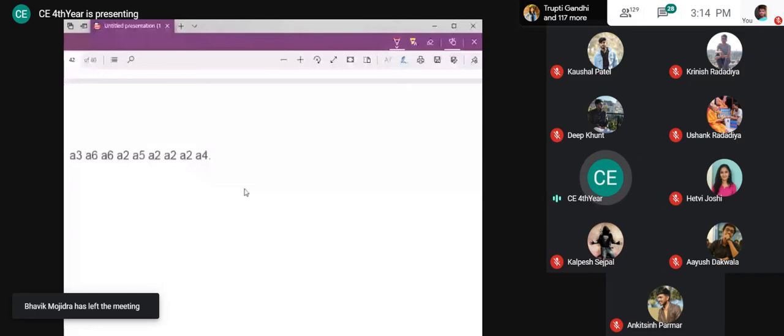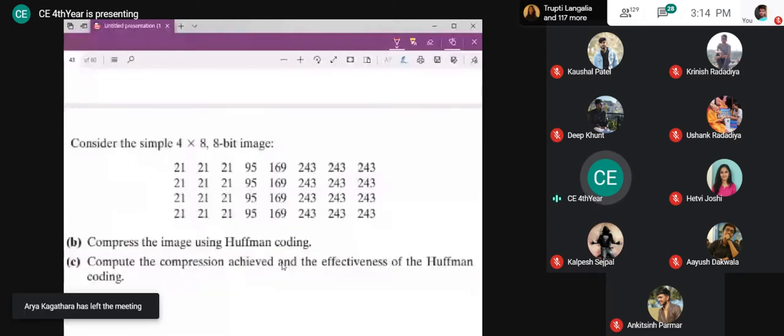How will you compress? So first of all, you have to find out the probability of occurrence of symbols. How many symbols do we have? Only 4 symbols are there: 21, 95, 169, 243. Then count the probability of occurrence and arrange them in descending order. Then combine the lowest and assign the codes.